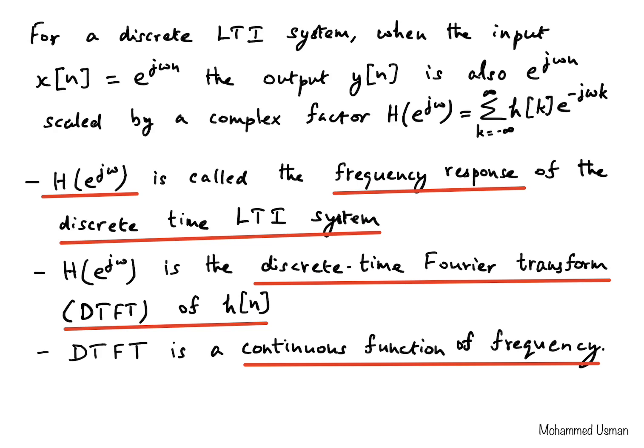Again, we will see all these with examples, but get familiar with the concepts and the definitions involved. So we have the scaling factor, which is the eigenvalue of the system. It's called the frequency response of the system, and the frequency response is in general obtained by taking the Fourier transform of the impulse response. When it's the continuous time case, we call it the Fourier transform, but for the discrete case, we call it the discrete time Fourier transform. In both cases, the Fourier transform that we get is a continuous function of frequency.